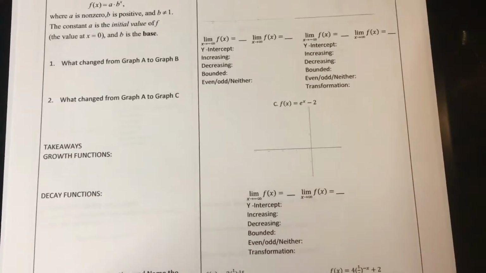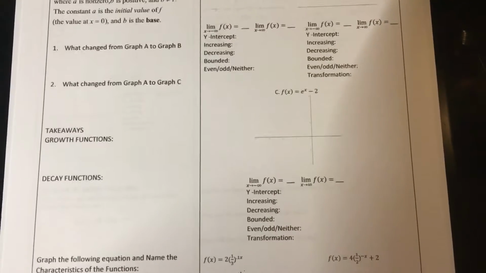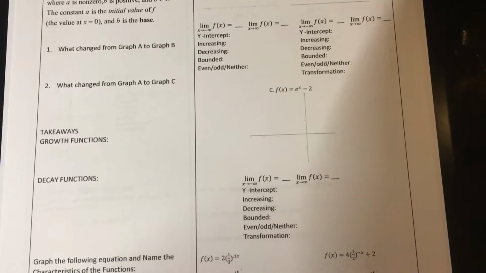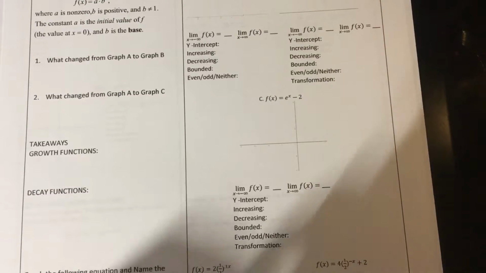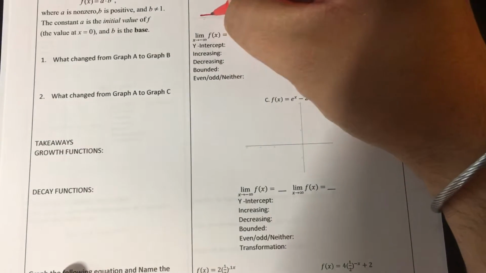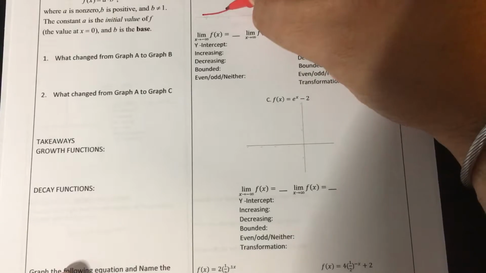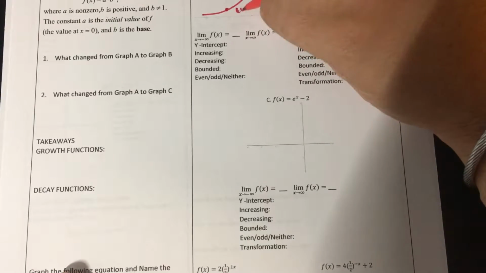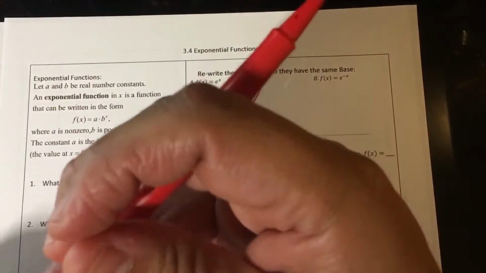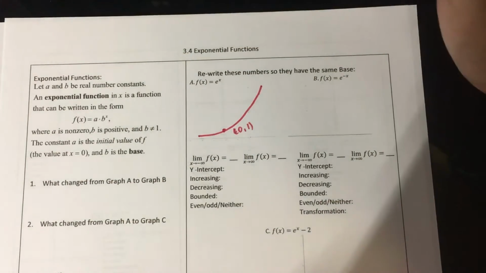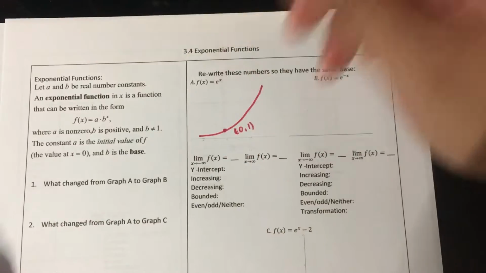Alright guys, so this is the video over exponential functions, and I know you can't really see them here, but exponential functions look something like this, where they go through 0, 1. Really we're going to name some characteristics here.